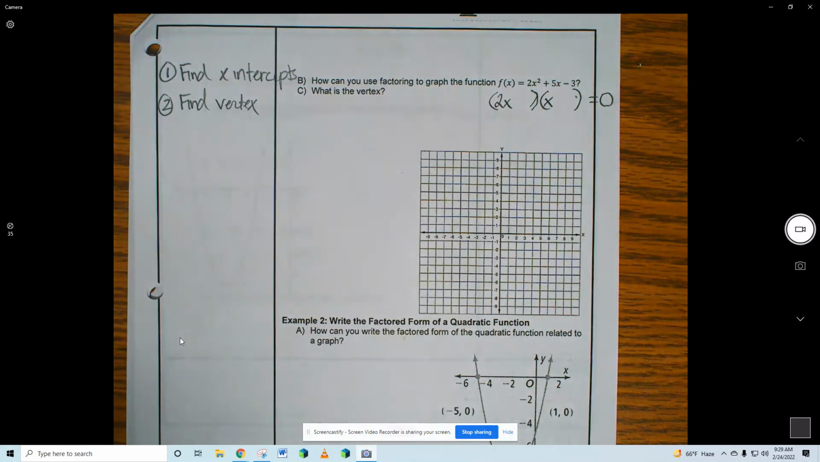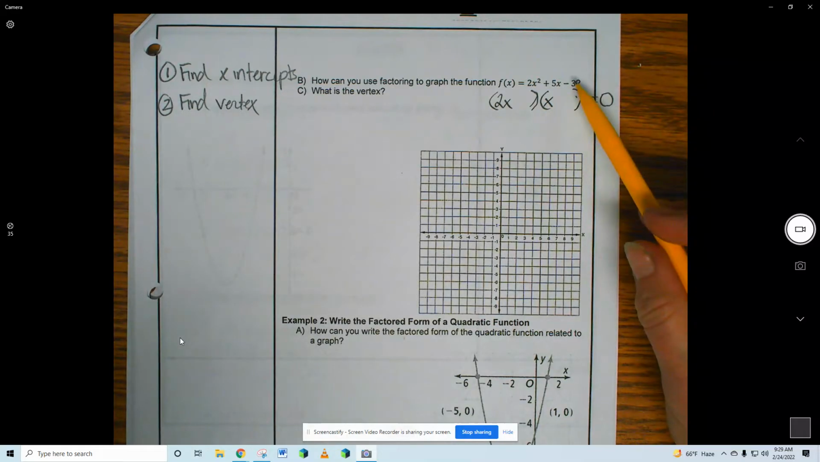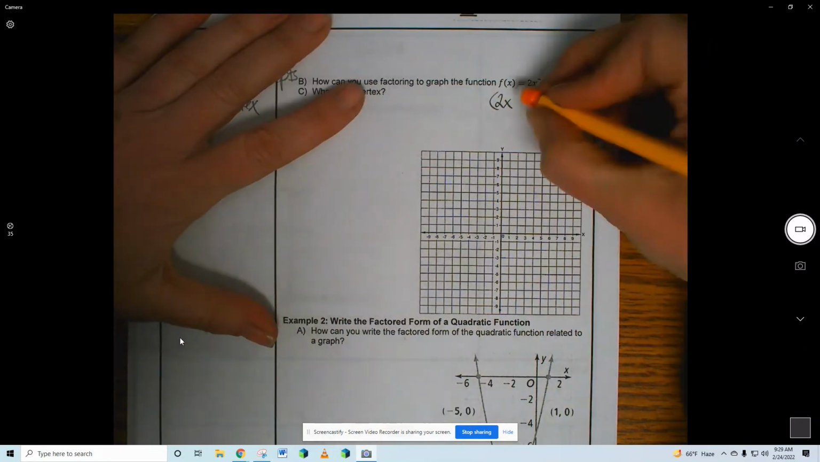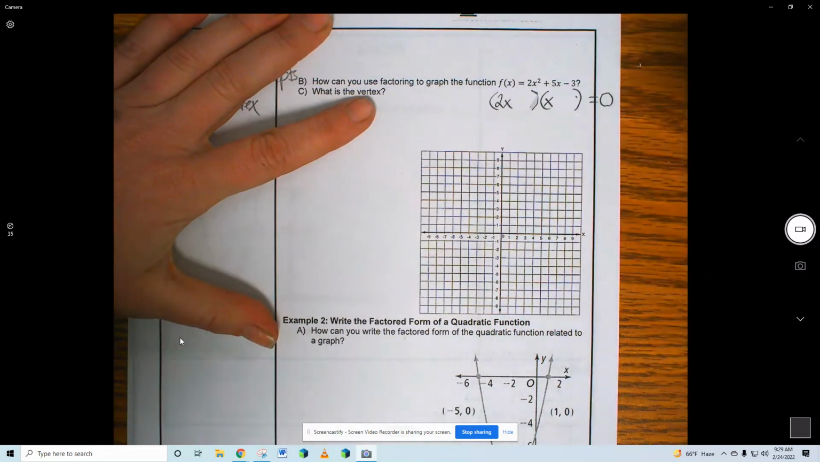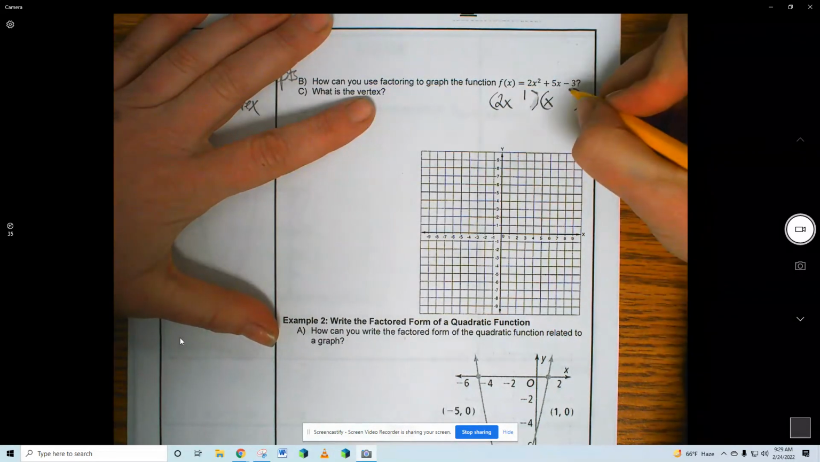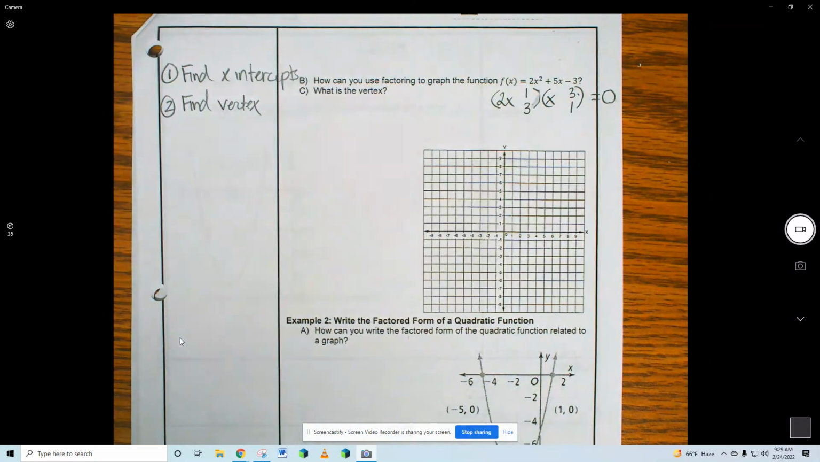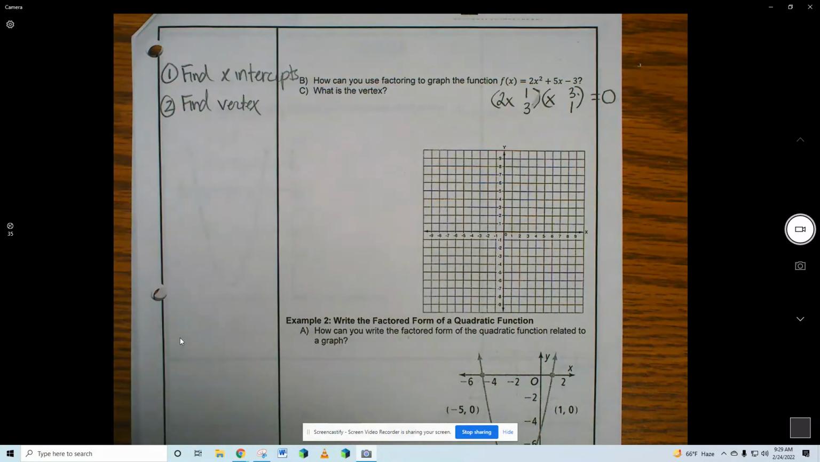First, outside, inside, last. Now, my last is negative 3. How do I make a 3? What multiplies to make 3? 3 and 1. Now, I'm just not sure if it's 1 and 3 or 3 and 1. So I'm going to do like I always do, 1 and 3, 3 and 1. I need to make a positive 5 in the middle.